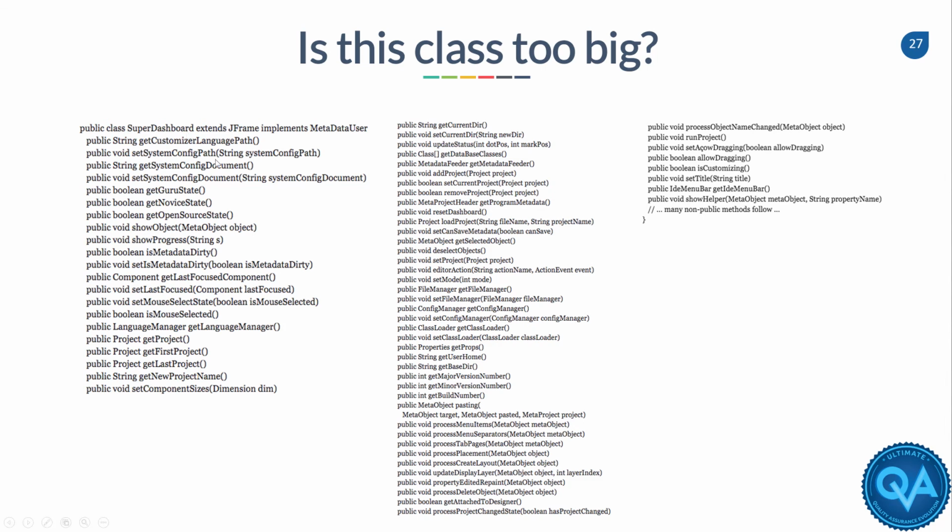But then when you start looking inside, you can see it does many different kinds of things. Like it's getting customized language paths. It's getting some kind of states. It's getting some kind of a project. It's setting focusing. It's deselecting objects. It's getting configuration managers. It's setting titles. It's running a project. It's updating display layer. It's creating layouts. This does way too much. It does not follow the single responsibility principle.